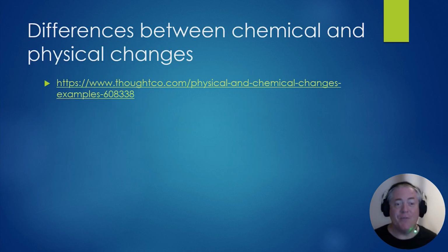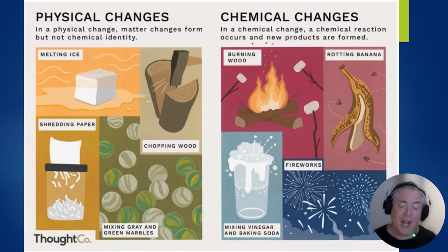Now, the difference between physical and chemical changes. In physical changes, matter changes form, but the chemicals aren't changing. So if you chop wood, you've still got wood before and after. Melting ice, you've still got water. It's just a solid or a liquid. Mixing grey and green marble, shredding paper, the same materials before and after.